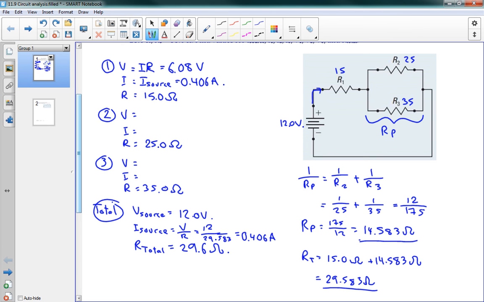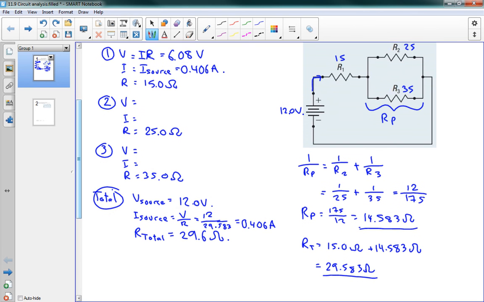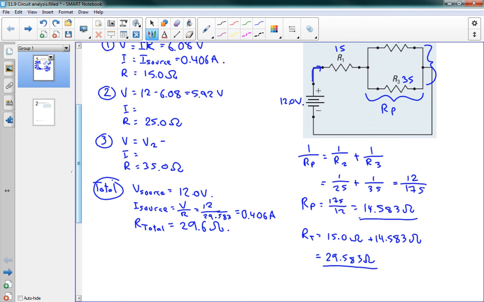Excellent. Now, the next thing that we can do is we know that number 2 and number 3 have the same voltage, these two guys. They're in parallel, so they must have the same voltage, and that voltage adds up with V1 to get the total voltage. So here, number 2 is 12 volts minus 6.08, which was V1. And so we get 5.92 volts. Excellent. And that means that number 3 is going to be the same as V2, so this is equal to 5.92 volts as well.